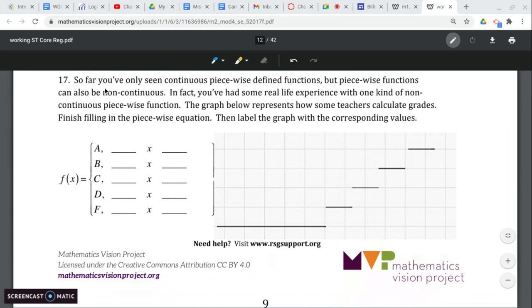For 17, so far you've only seen continuous piecewise defined functions, but piecewise functions can also be non-continuous. In fact, you've had some real-life experience with one kind of non-continuous piecewise function. The graph below represents how some teachers calculate grades. Finish filling in the piecewise equation, then label the graph with the corresponding values.